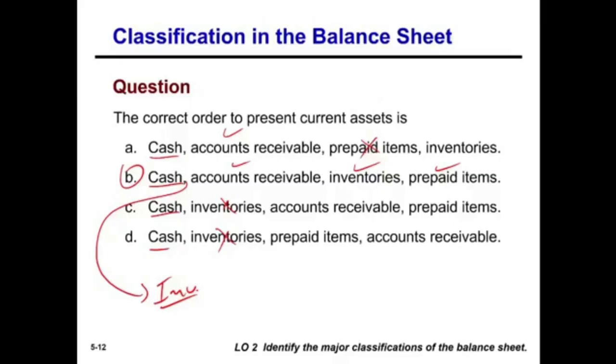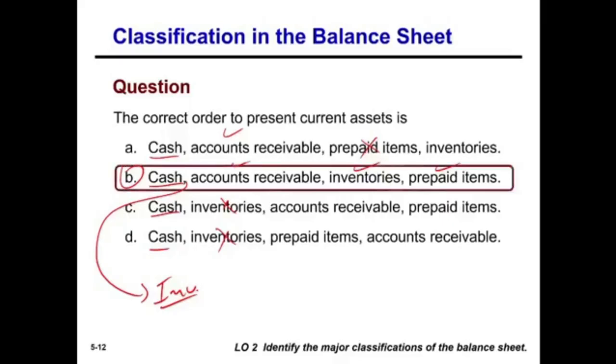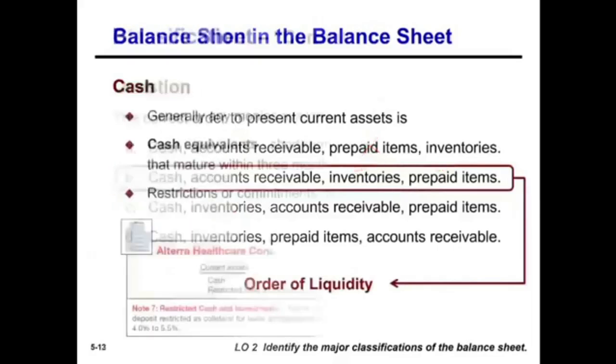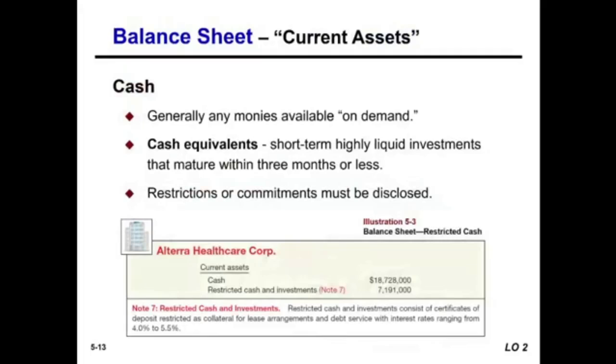So this is just an example of a multiple choice question. It's in order of liquidity. Which one can we convert into cash the fastest? Okay, so let's look at cash and what is considered cash. Generally, any money available on demand is considered cash.